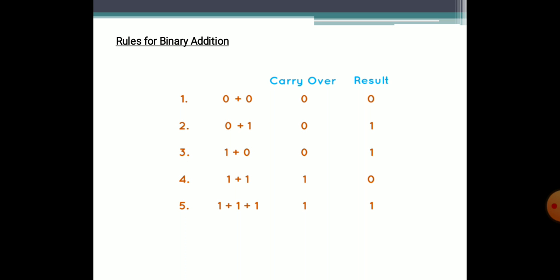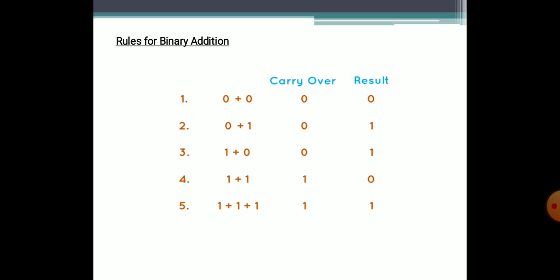So we regroup to the next place value when the sum of the digits becomes greater than 1, as in the binary number system only 2 digits can be used, that is 0 and 1. We use only 0 and 1 for the binary number system. So I shall make this clear.